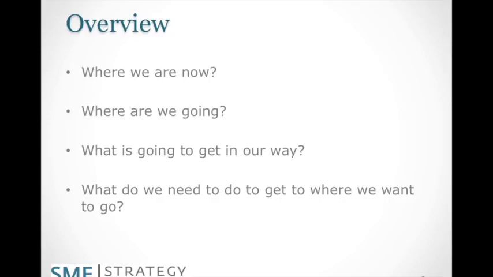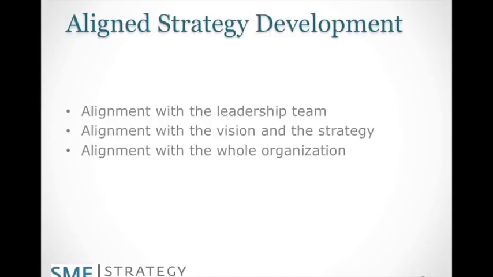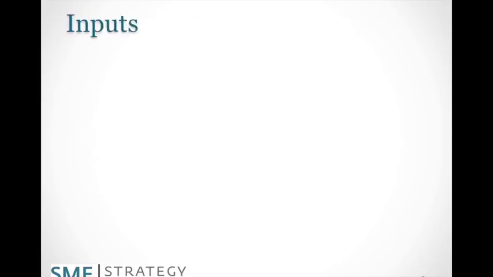So, strategic planning process. When we do it, there's basically 4 components. There's where are we now, where are we going, what is going to get in our way, and what do we need to do to get to where we want to go. In our aligned strategy development process that we do here, there's 3 types of alignment. Alignment with the leadership team, so making sure everybody on the leadership team is on the same page, that's board or leadership. Alignment with the vision and the strategy, and alignment within the whole organization, so top down, bottom up, everybody's on the same page.